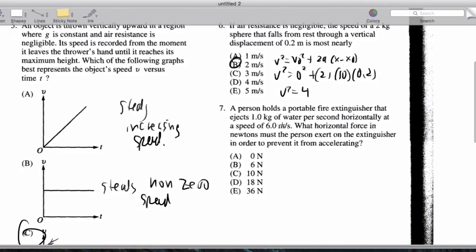Wow. A person holds a portable fire extinguisher that ejects 1 kilogram of water per second at a speed of 6 meters per second. So check this out. It's not 1 kilogram, it's 1 kilogram per second. So when I actually multiply these two together, I get the units of newtons. So I get 6 times 1 is 6.